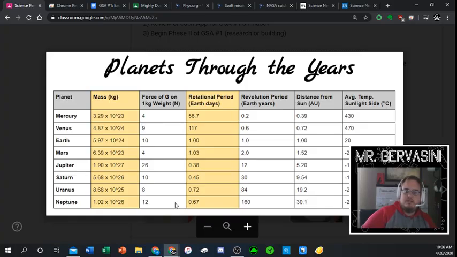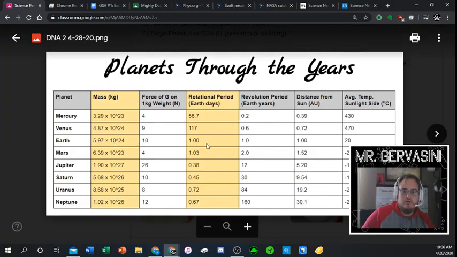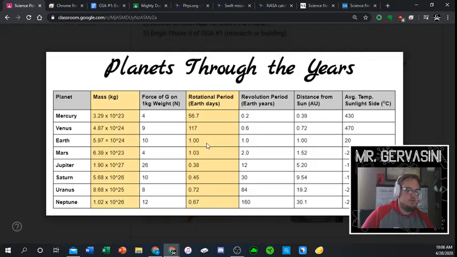So I'm going to rank mass again and go through using scientific notation, looking at the power of 10, and then looking at the decimal to break a tie. And then we'll look at rotational period. This is in Earth days. So obviously Earth is set as one Earth day. That's how long a day is on Earth.